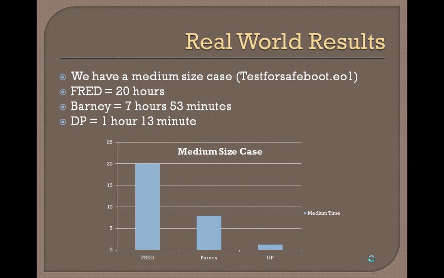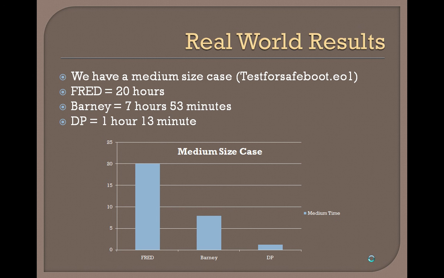On a medium-sized case, you start to see a little more difference. This is a little more than 1 million artifacts on the test for safe boot image. It's just a test image we use in the lab. On that image, when we perform the processing duties of FTK on the Fred, we come in around 20 hours. When we try that same test on the Barney, which again is an 8-core machine with 8 gig of RAM and a spinning mass Velociraptor hard drive, we come in at about 7 hours and 53 minutes. Of course, much better than the Fred, but still 8 hours is a long time to wait on the results.